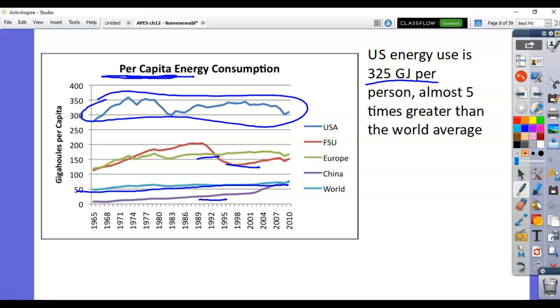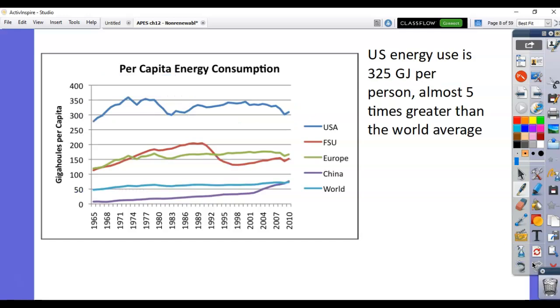So we in the United States use a lot more energy. No surprise to anyone else, we use a lot more of everything else as well. Produce more CO2, we consume more meat, we use more water.